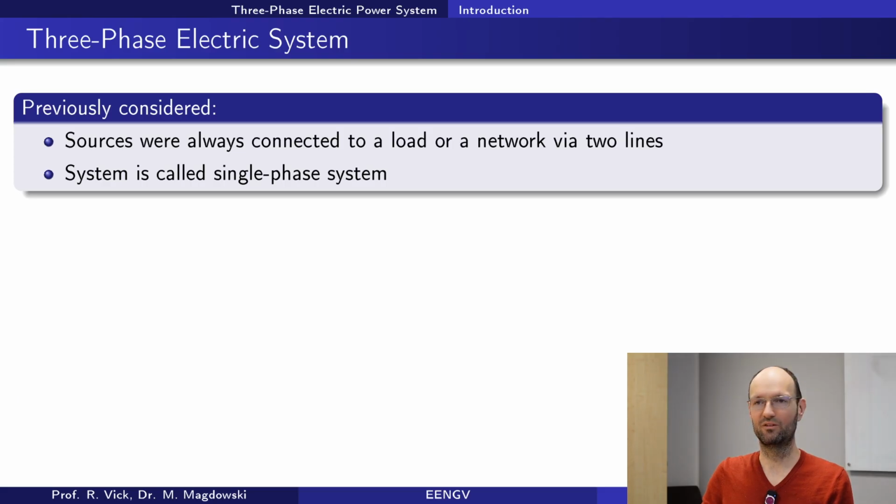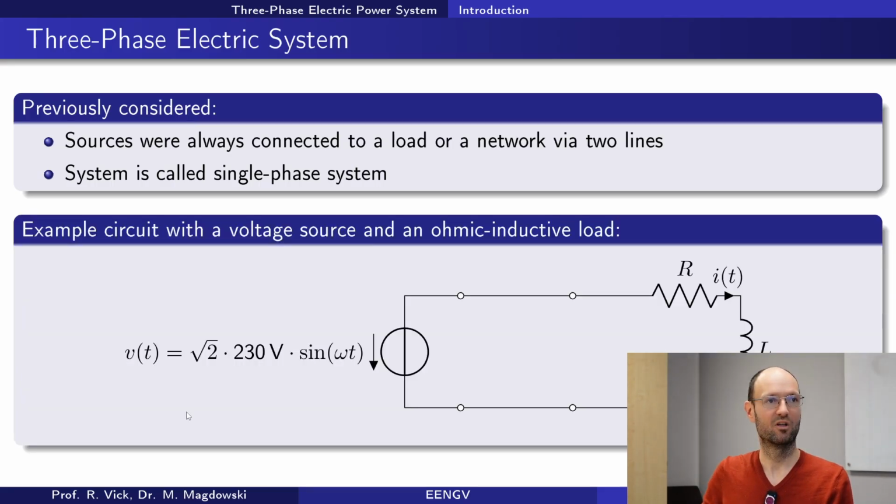Okay, so what did we consider previously? We considered something like single phase systems, right? We always had, for example, a generator, a source. The 230 volts is the RMS value of our power mains outlet, Steckdose in German, and the square root of 2 converts it into a peak value. And so we have some sinusoidal harmonic voltage then.